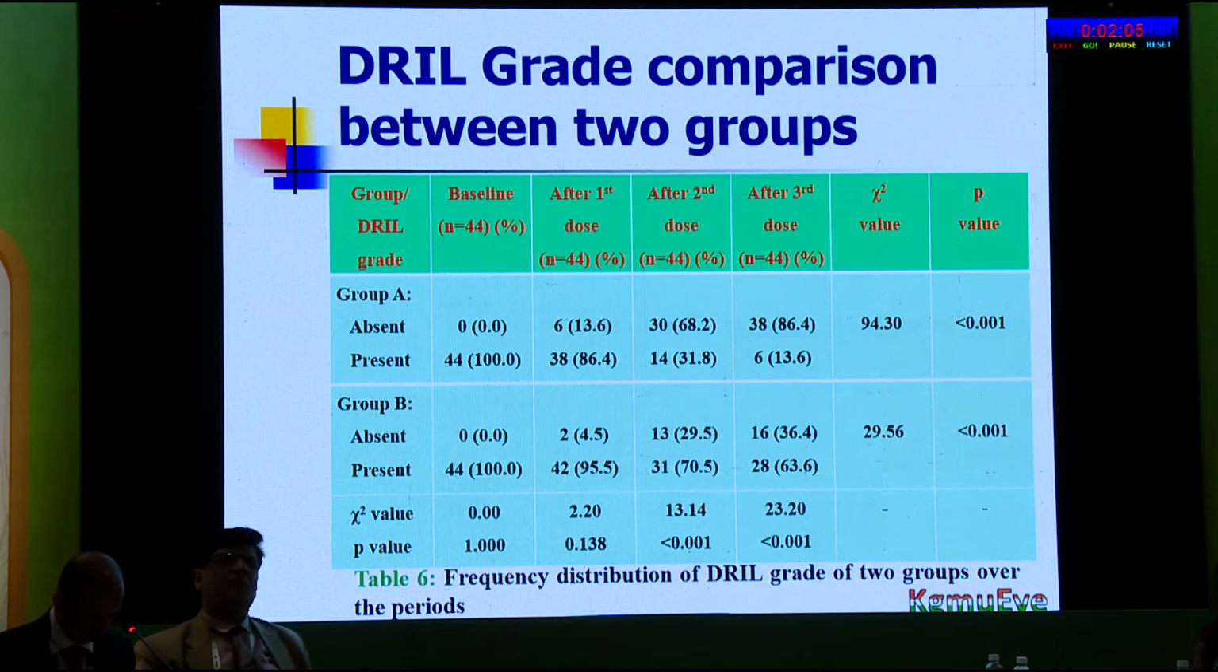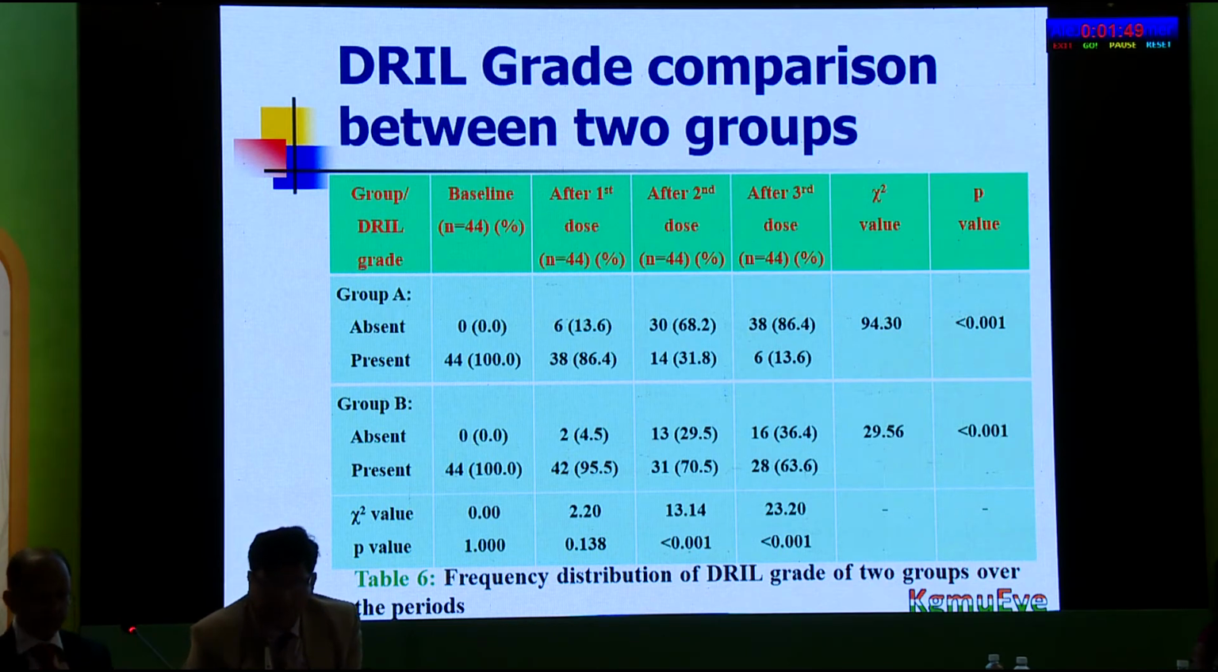And coming on to the DRIL grade comparison, initially all 88 patients had disorganization of retinal inner layers. But after the third dose in group A, which received intravitreal bevacizumab, the DRIL became absent in 38 patients, which is approximately 87%, while the DRIL was still present in 6 patients, which is approximately 13%.